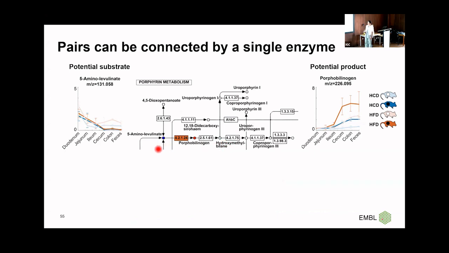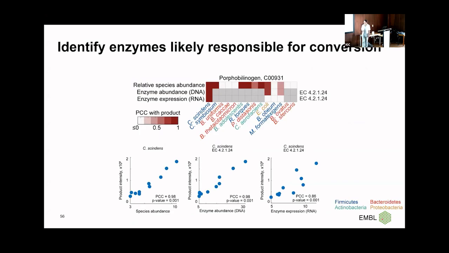Here, the example that I showed you in the modeling part, 5-aminolevulinate can be converted to porphobilinogen by a single enzyme, porphobilinogen synthase. And we found that the porphobilinogen synthase was present in 4 species in our synthetic community here in the middle lane, but only 1 species, Clostridium scindens, expressed this enzyme in a way that was correlating with the levels of the product.